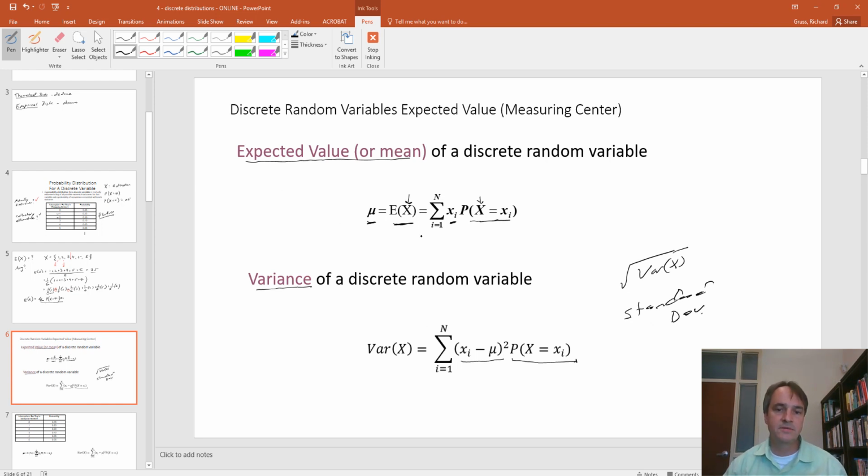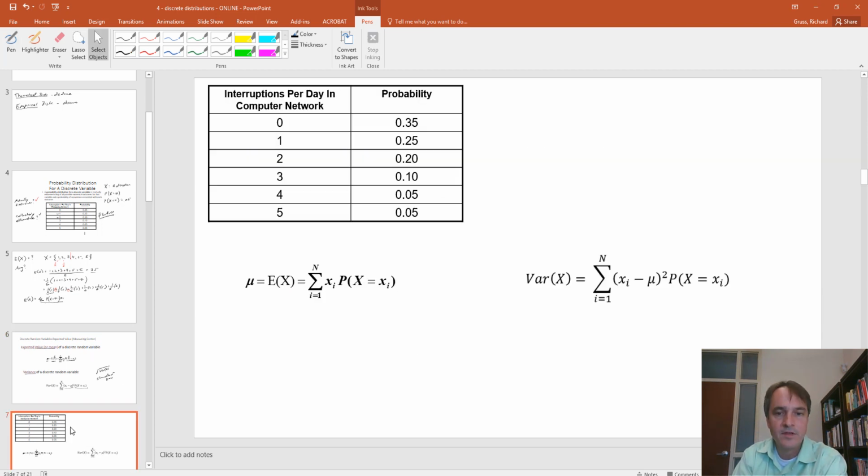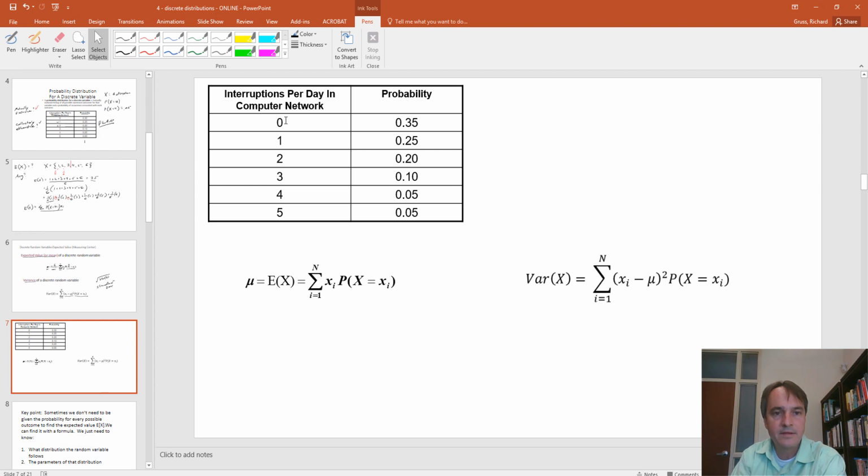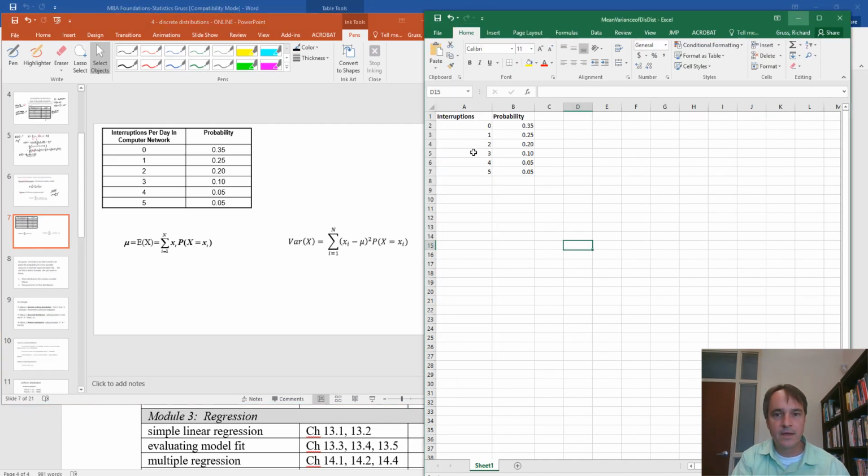Sometimes just seeing these formulas on the page can be kind of daunting. So let's go ahead and figure out both the expected value and the variance of this computer interruption problem. I've copied down the table of the empirical distribution right here, and I've also written down the formulas for your reference and mine for the expected value and the variance. Let's go ahead and do the expected value first.